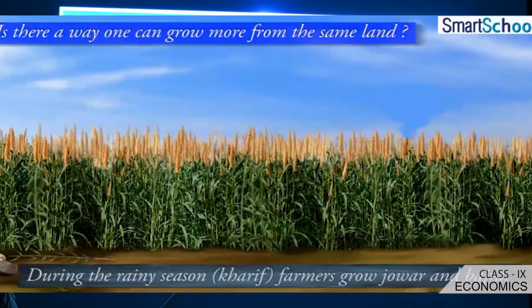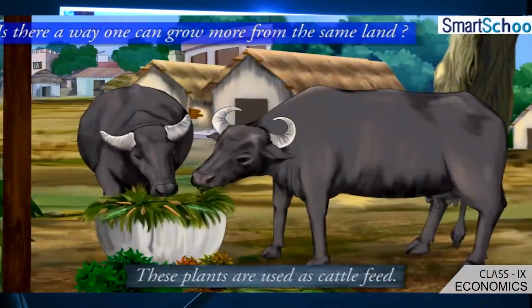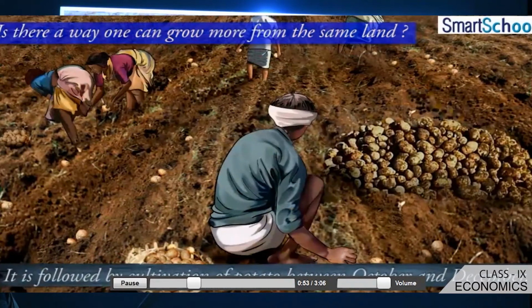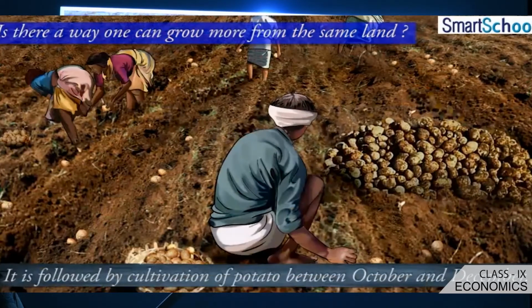During the rainy season, Kharif season, the farmers grow jowar and bajra in order to feed their cattle. So they use this as fodder for their animals. During the months between October to December, they use the land for the cultivation of potatoes. We know that potatoes are rich in carbohydrate and starch, so they cultivated the land with potatoes.